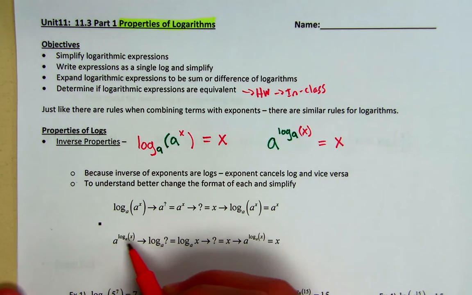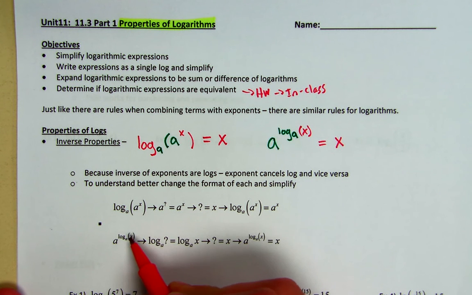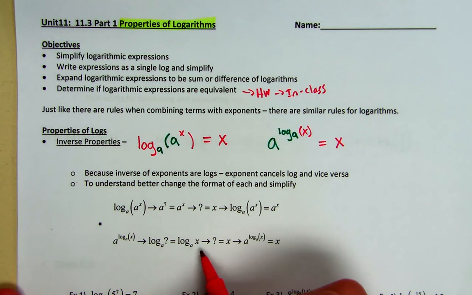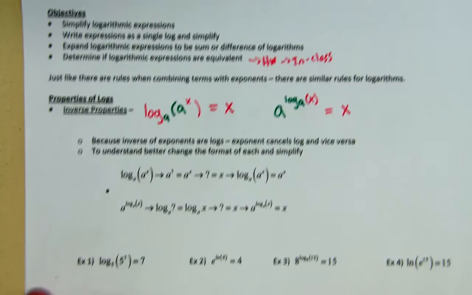Well, log base a, if we change this, log base a of what is going to be equal to log base a of x. So remember, a logarithm is an exponent, that type of thing. So that's where we get x from. So, trying these two examples here.